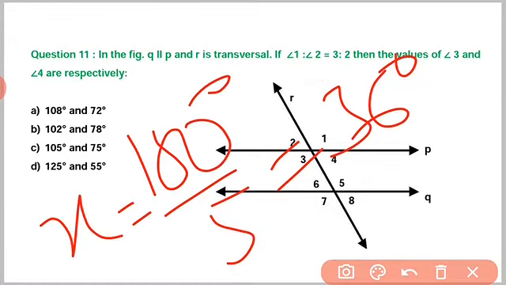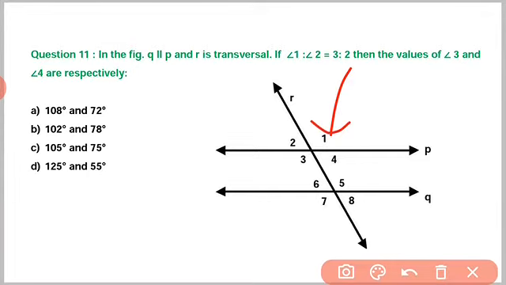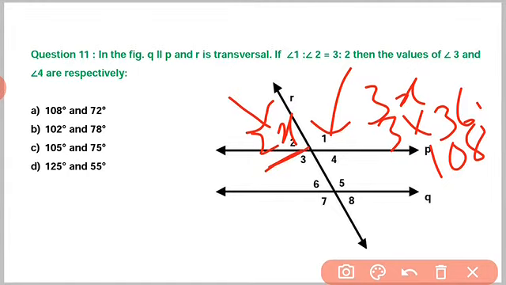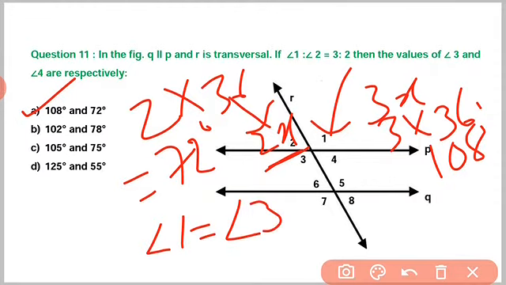So if x is 36 degrees, what will be the value of this angle and this angle? This angle is 3x and this angle is 2x. So 3 multiplied by 36 is 108 degree. And what is the value of 2x? 2 multiplied by 36 will be 72 degrees. So the answer is the first one, as angle 1 is equal to angle 3, vertically opposite angles.